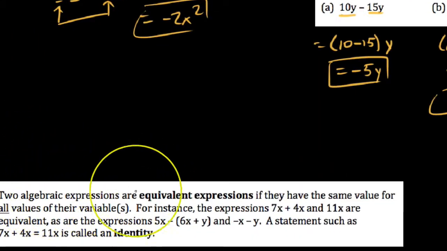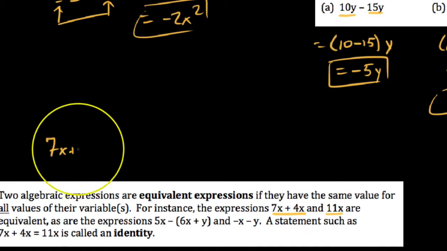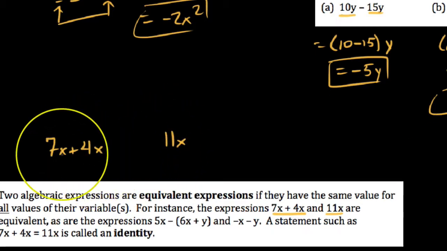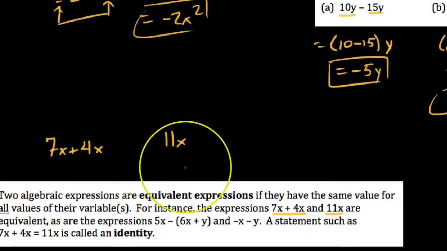If we say that two algebraic expressions are equivalent expressions, then we say that they have the same value for all values of their variable. Okay, so for instance, we say the expression 7x plus 4x and 11x are equivalent. And the reason why 7x plus 4x and 11x are equivalent is because they mean the same thing. One could literally be replaced with the other one, and they would mean the same thing.